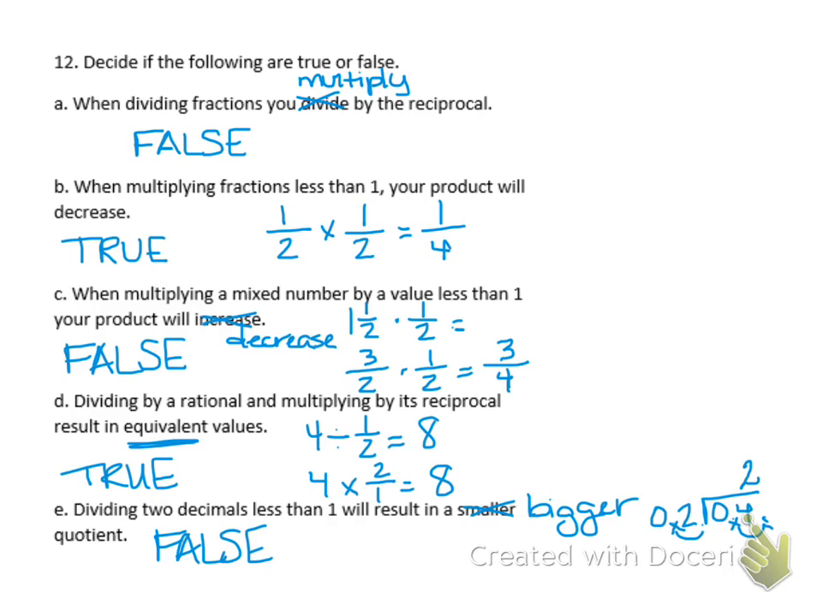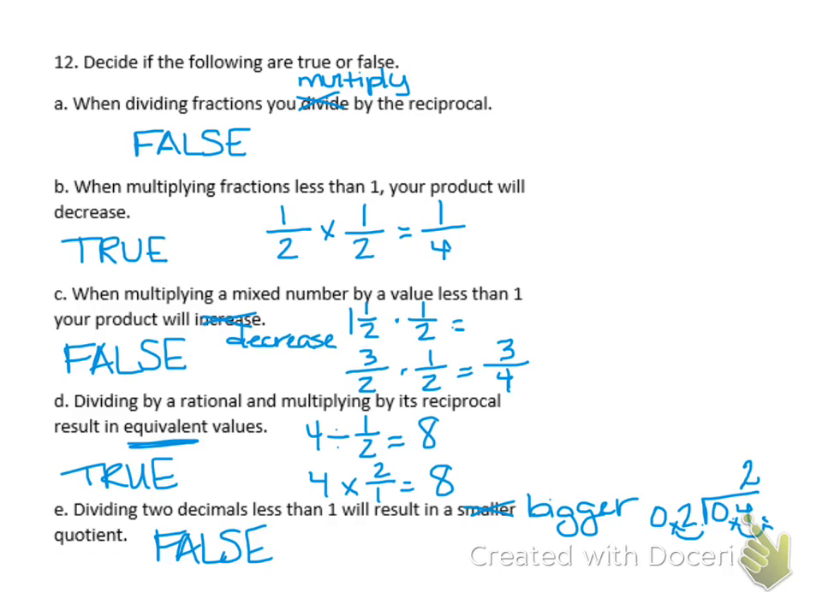B says, when multiplying fractions less than 1, your product will decrease. That statement is true, and you can test this out for yourself. You can pick 2 fractions less than 1, multiply them by each other, and you will see that the product decreases. So 1/2 times 1/2 gives me 1/4. So that's a smaller product, so that statement is true.